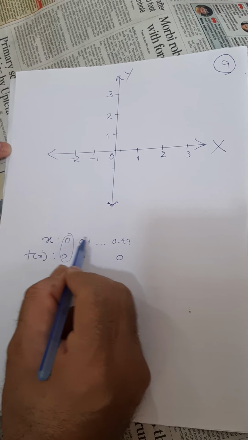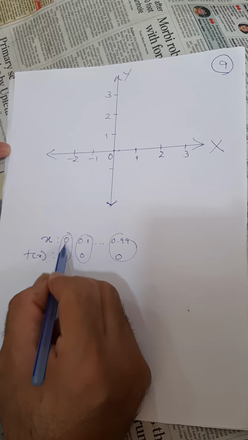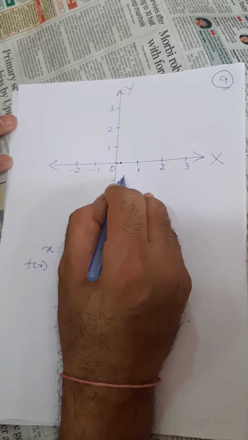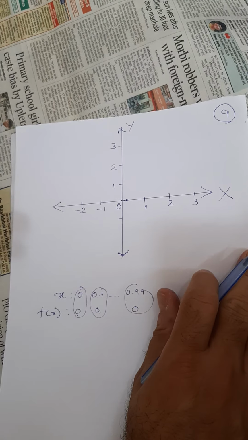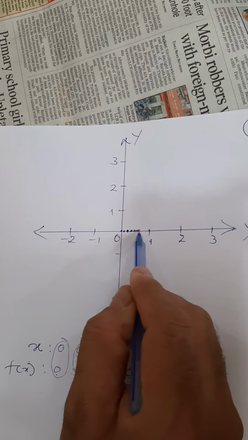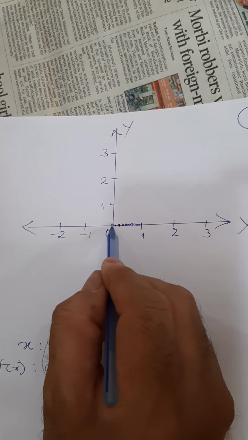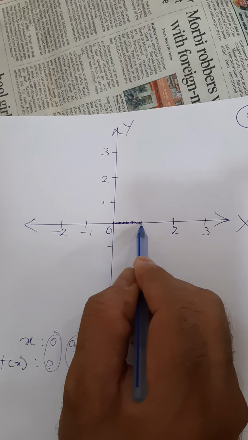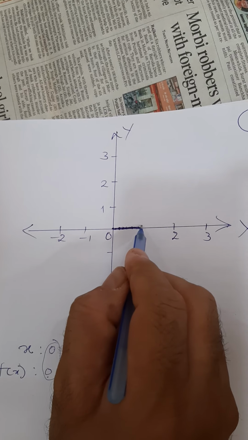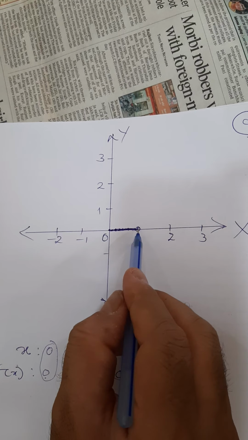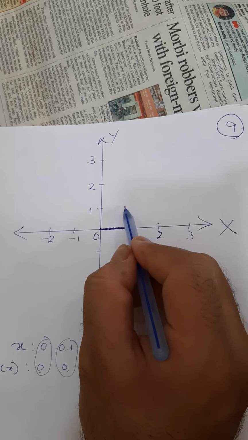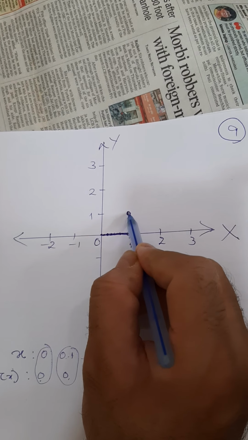So you are getting these ordered pairs: 0, then 0; 0.1, then 0; even 0.5, then 0, till 0.99 you are getting this. So starting from 0 it is this. Remember, 1 is not included here, so I'll put an open circle. Now as soon as I select 1, the value will be 1. So the graph will move here. It would start from here.